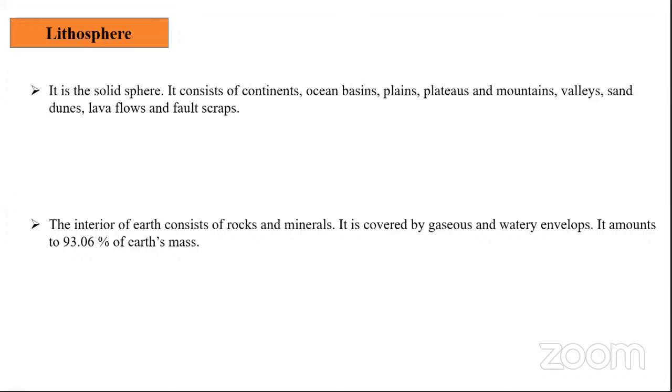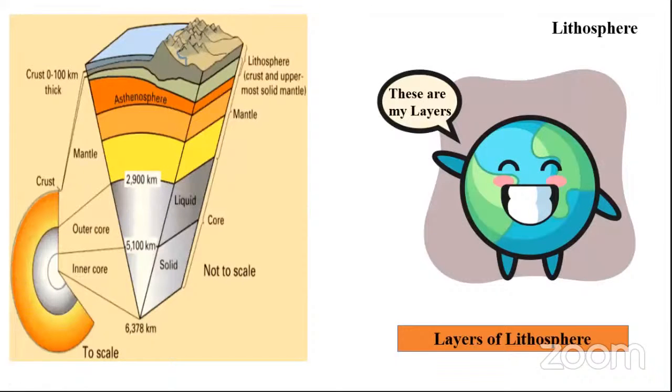Crust, mantle, and core. This is what we are going to deal with in the next slide. Yes, this is what the Earth is saying: these are my layers. So Earth was speaking to us. Just now we can see crust, mantle, and core. In the core, we can see the outer core and inner core.